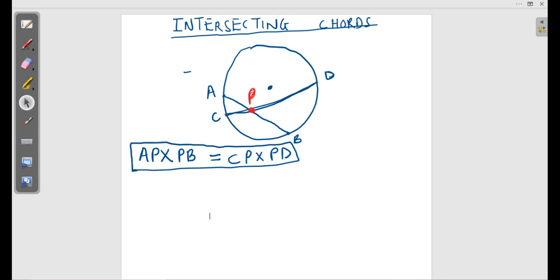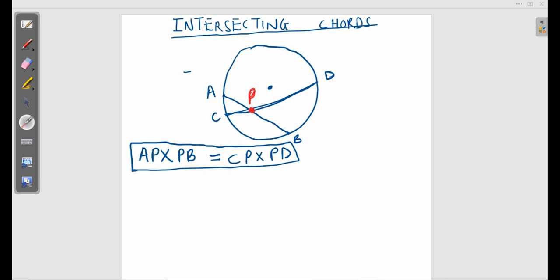So take note that in determining intersecting chords, you have the first chord and the second chord meeting at this point. Chord AB is divided into two parts, AP and PB. You take the product, then go to the second chord CD, which is divided into two as well, CP and PD, and the two products must be equal. That satisfies the property of intersecting chords.